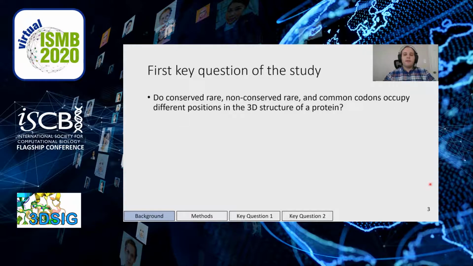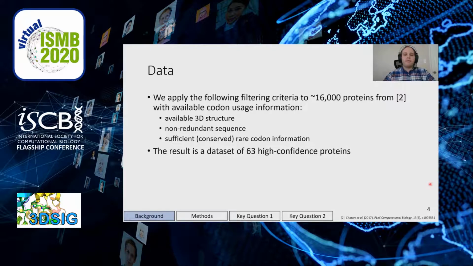In our study, we had two key questions we wanted to examine, and this is the first. Do conserved rare, non-conserved rare, and common codons occupy different positions in the 3D structure of a protein? And for our study, we had the following data. We started with approximately 16,000 protein sequences with rare codon information from a previous study, and we applied the following filtering criteria: available 3D structure, non-redundant sequence, and sufficient amounts of conserved rare and non-conserved rare codon information. This resulted in a dataset of 63 high-confidence proteins.